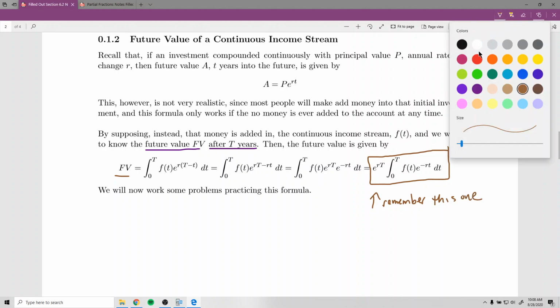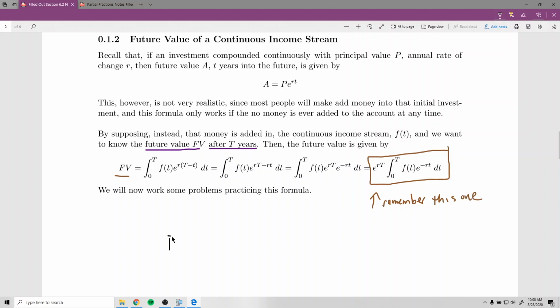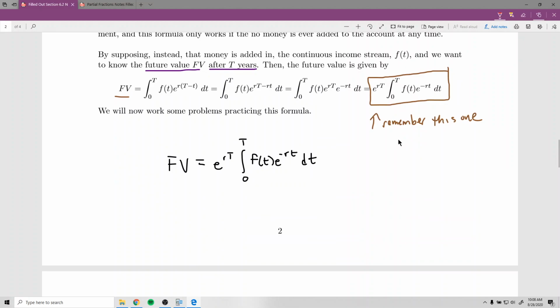Right, so just to condense it, I'm going to rewrite it below. The future value equals e to the r capital T, integrating from 0 to T, then we have f of t times e to the r lowercase t dt. Right, pretty messy formula. Let's point out all the different variables.